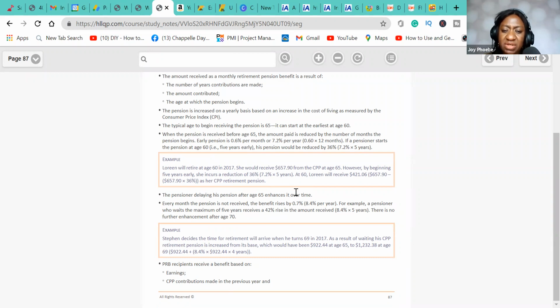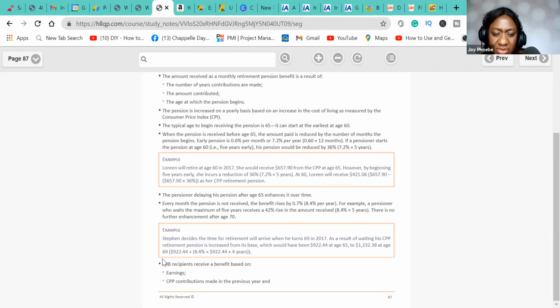She will receive $657.90 from CPP. At age 65, however, beginning 5 years early, she incurs a reduction of 36%, which is 7.2% times 5 years. At age 60, Lauren will receive 421, which is $657.90 multiplied by 36% as a CPP retirement pension.